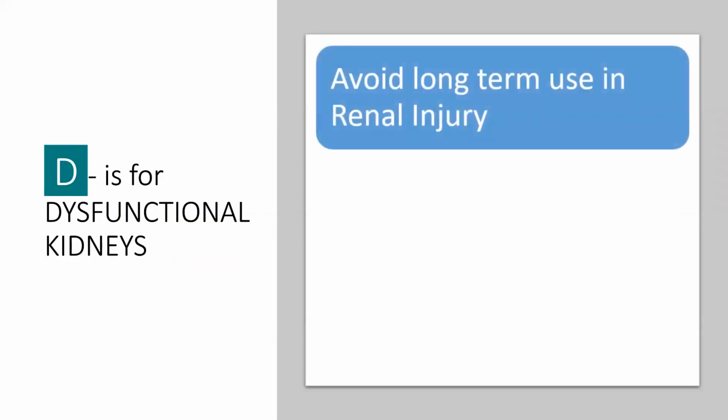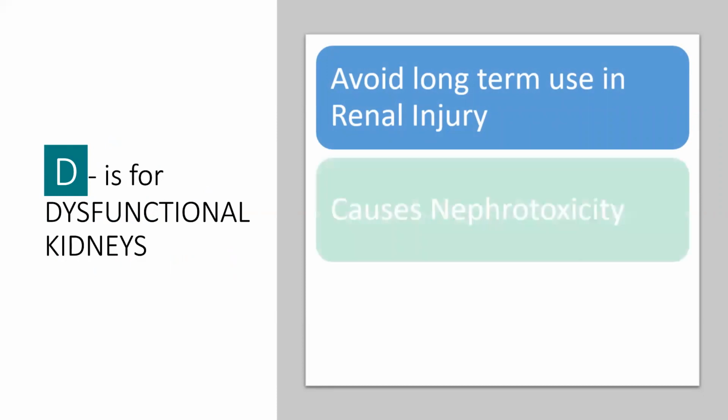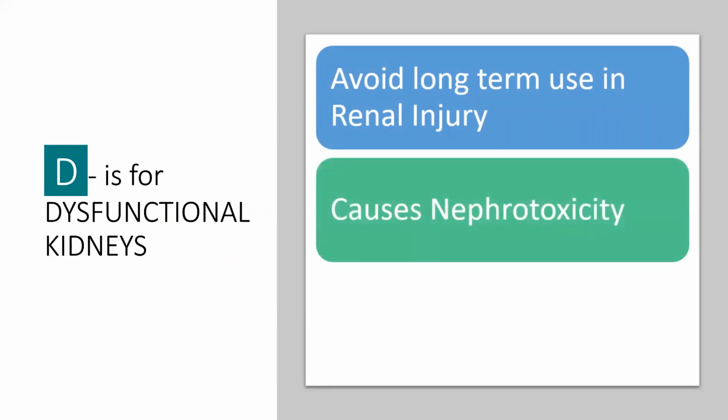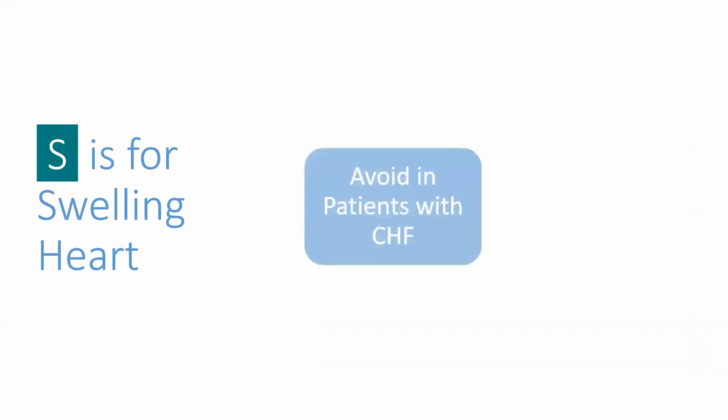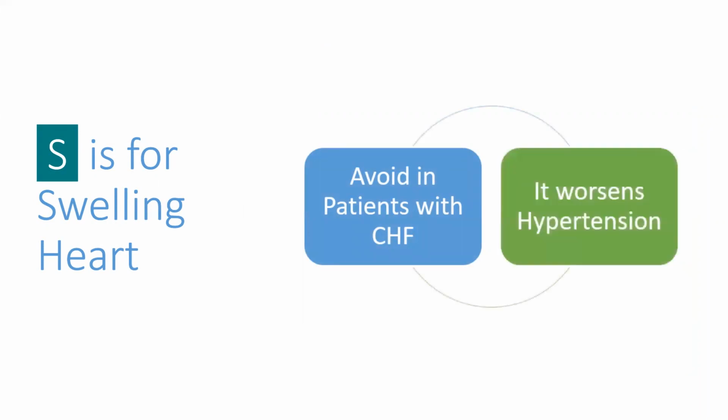D is for dysfunctional kidneys. So long-term use of NSAIDs should be avoided in renal injury. They can cause nephrotoxicity, and ketorolac should not be used for any patients having kidney disease because ketorolac kills the kidneys. Then we have S. S is for the swelling heart. So it should be avoided with patients with CHF because CHF patients have edema or the swelling heart. And it also worsens hypertension.